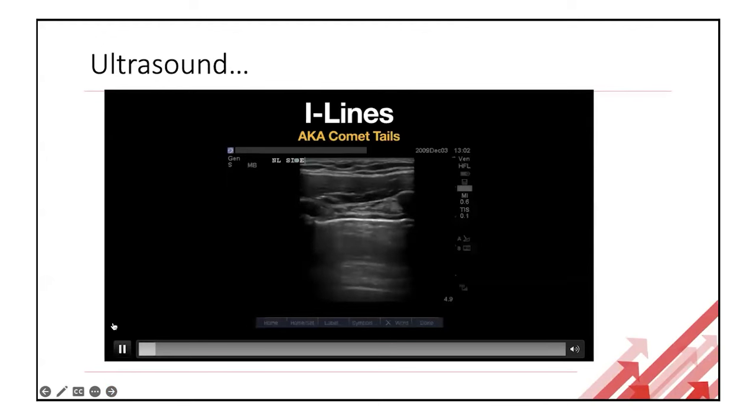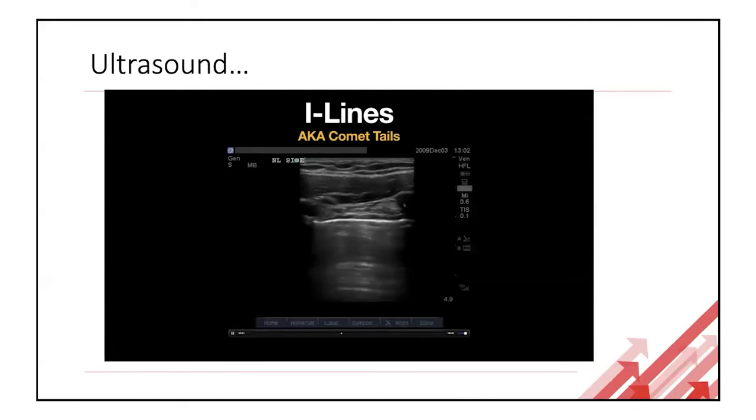This is an ultrasound clip demonstrating eye lines, also known as comet tails, which are a normal finding frequently seen on lung ultrasound. In this clip, a linear probe is used and placed in a parasagittal orientation along the chest wall, spanning a single intercostal space. We can appreciate the following structures in this image from top to bottom. Subcutaneous tissue can be seen here, our pectoralis muscle, intercostal muscles, and our ribs can be seen bordering our image.